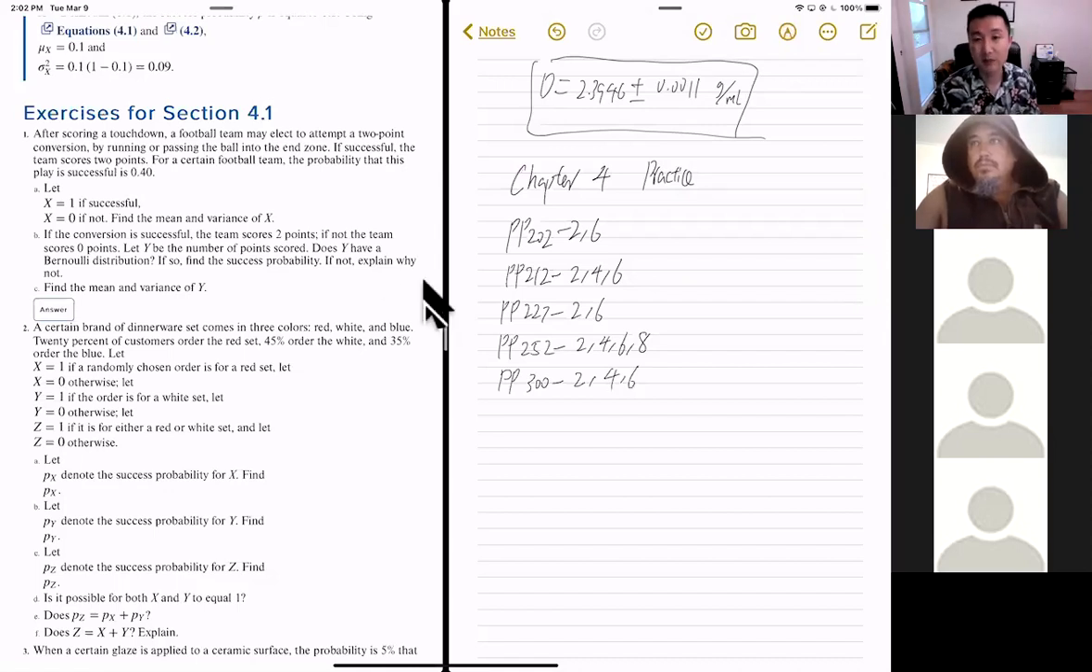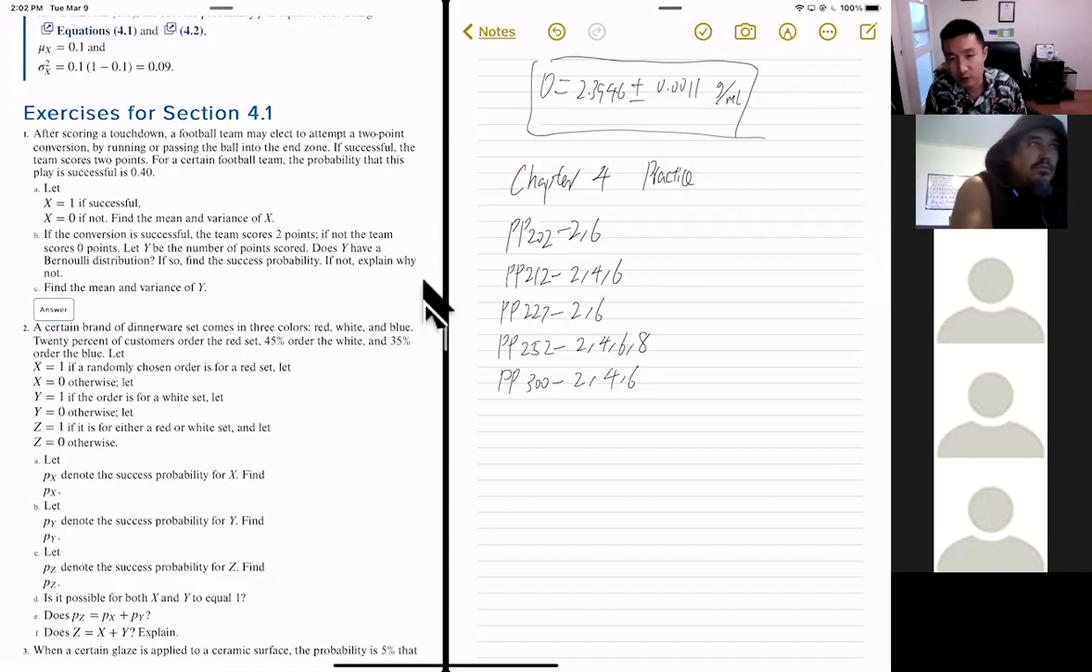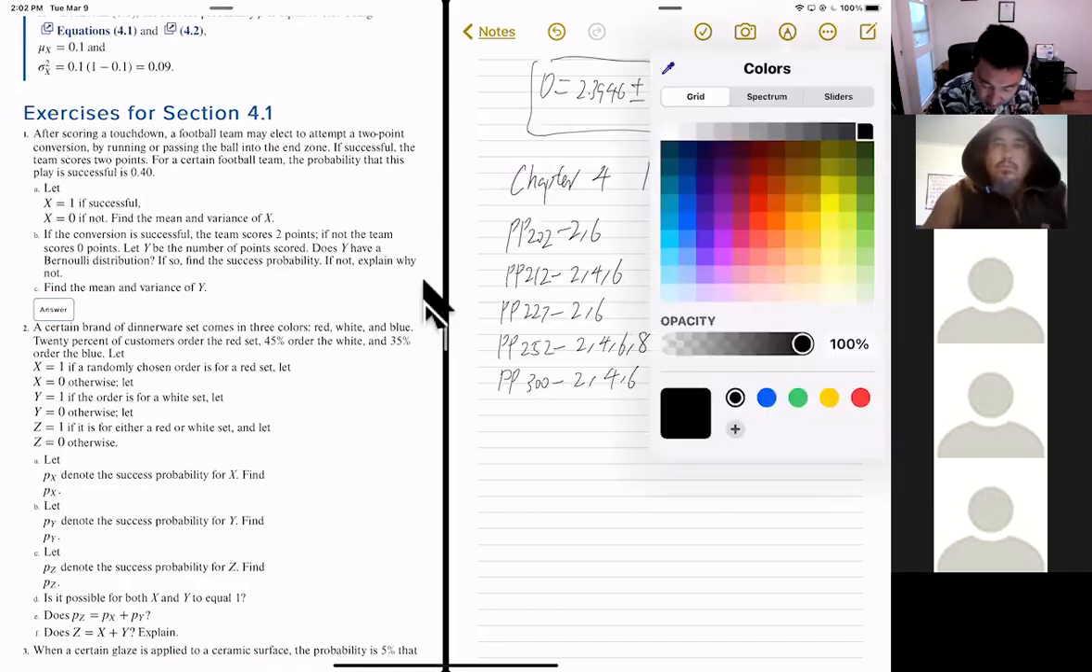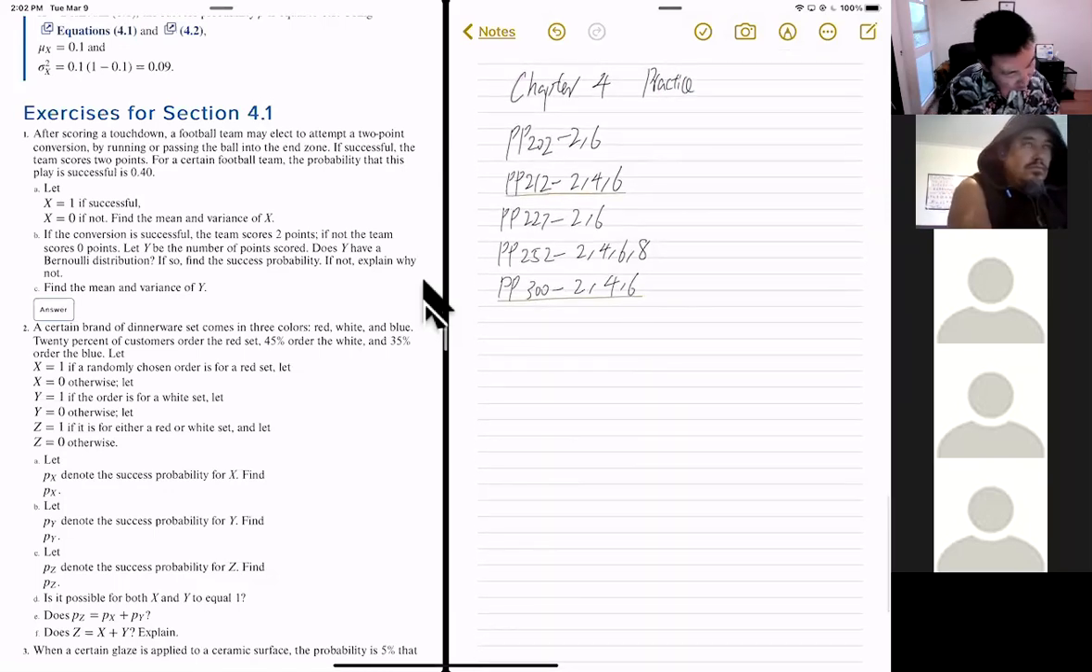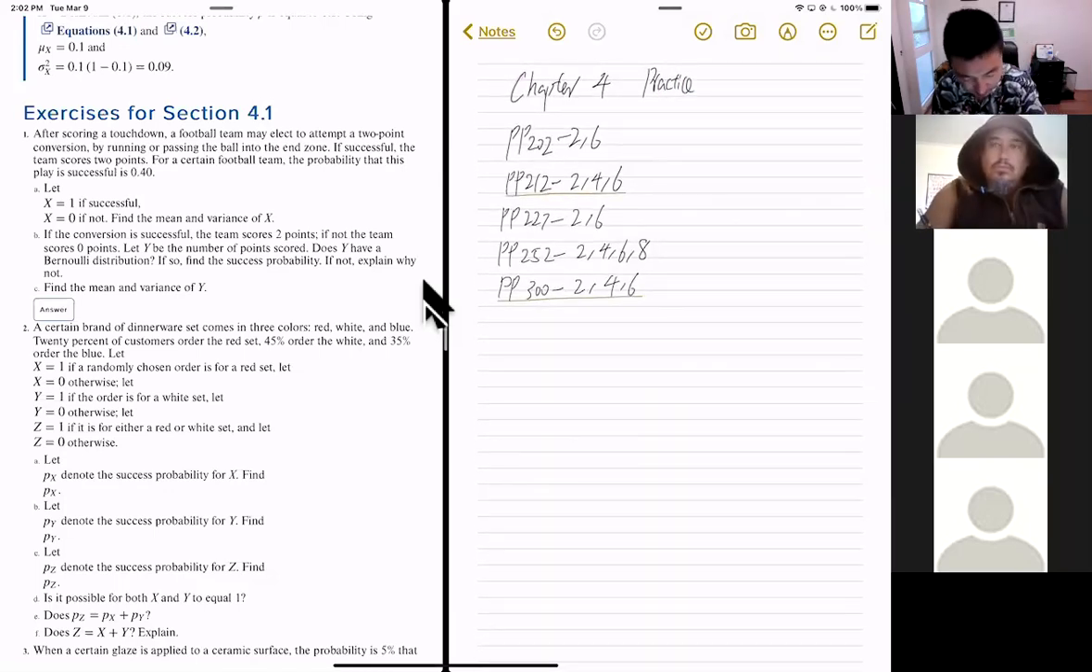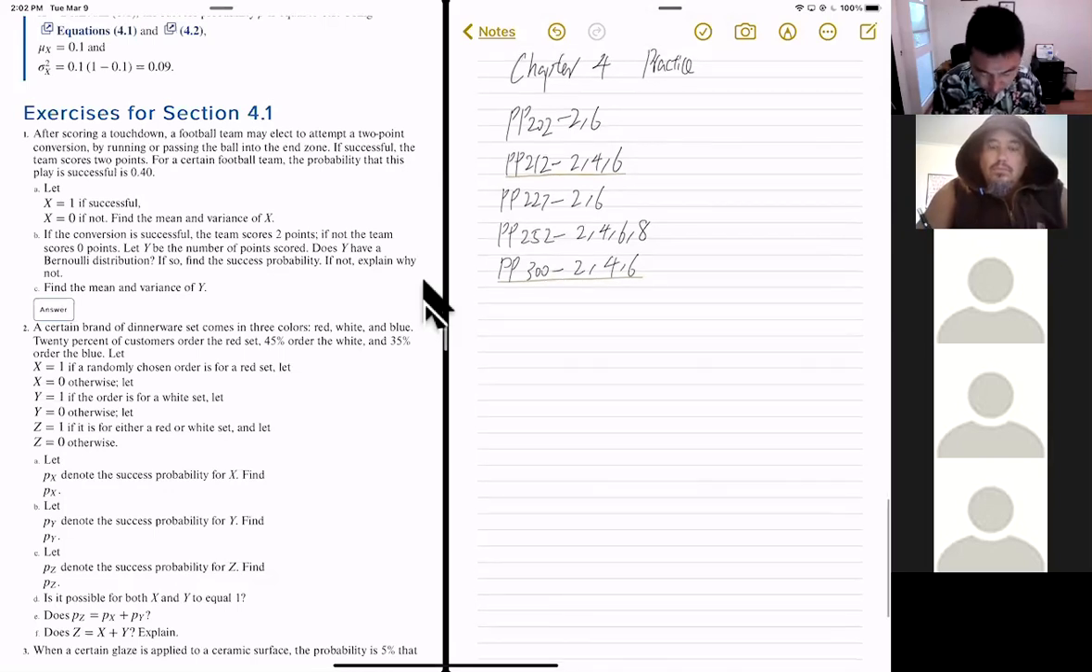Okay. So in chapter 4, we discussed different types of distributions, like Bernoulli distribution, binomial, Poisson distribution, and then of course normal distribution. Okay, and then at the end of this chapter, we discussed central limit theorem. Okay, so the first question, page 202, question number 2.